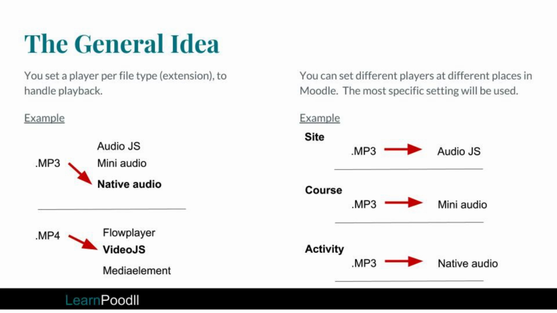Now this all becomes interesting because you can specify a different player for those file extensions at the course level and at the activity level. For example, in a particular activity, you might choose to use the shadow player or the mini audio player to handle audio, whereas throughout the rest of the course, you might choose a more all-purpose audio player. So let's see how this is all done.